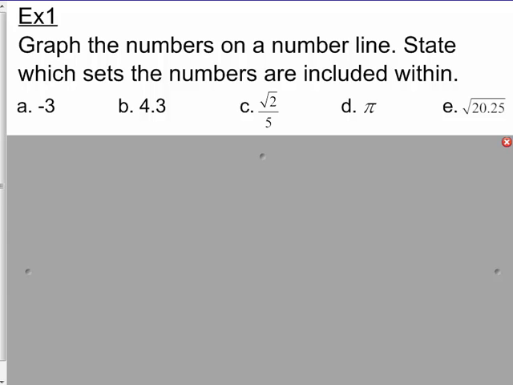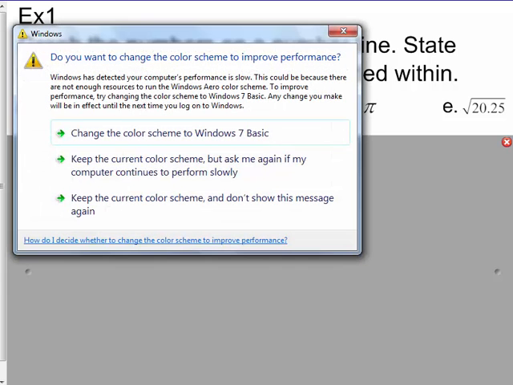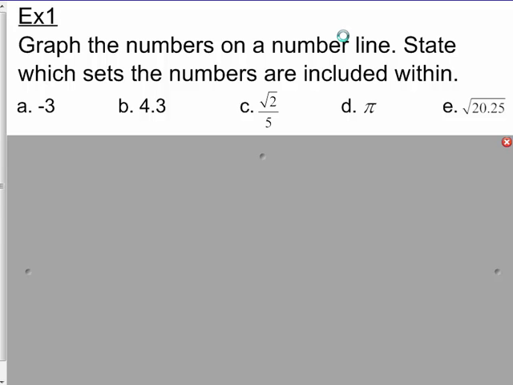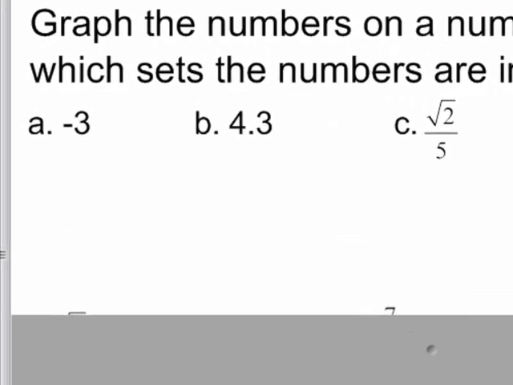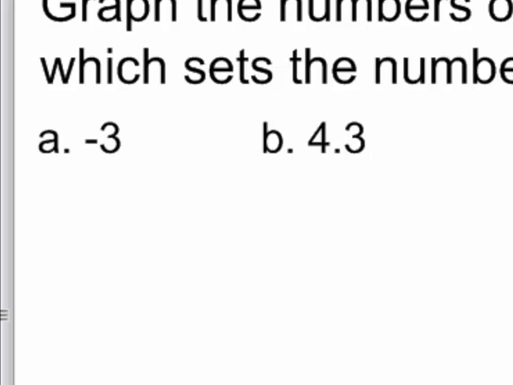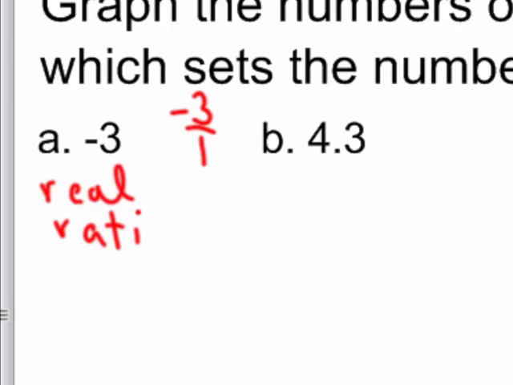So in example 1, we're going to look at the number there, we're going to classify it, and we're going to graph it on a number line. So if I look at negative 3, first thing I look at, is it real or imaginary? Since it is not the square root of a negative, it is real. And then I look, is it rational or irrational? Could I write this as a fraction? Could I write it as the quotient of two integers? Negative 3 over 1? Yep, so that's rational.